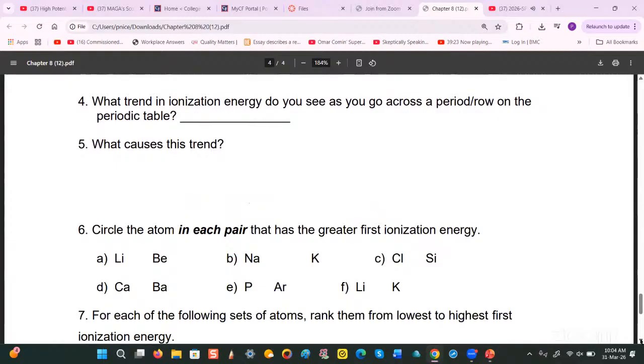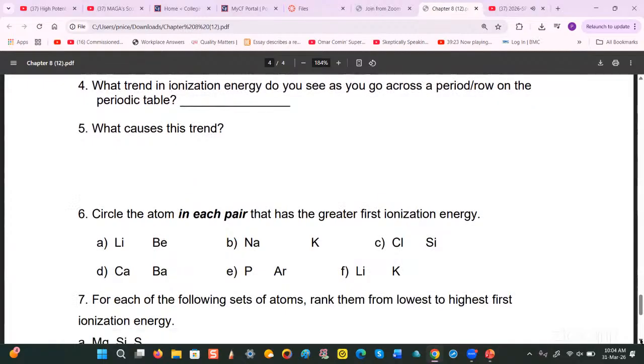Question number 4 is asking, what trend in ionization energy do you see as you go across a period or row in the periodic table? Going back to our discussion about how the atomic size varies from left to right: as you go from left to right of any period, the atomic size decreases because you're adding a proton to the nucleus and an electron to the same shell, so there's a greater attraction for the surrounding electrons. What effect would that have on the ionization energy as you go from left to right?